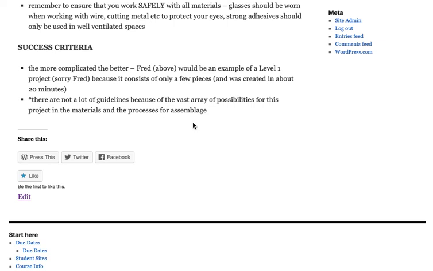So that's why I said it could be one very complicated thing. It could be several simpler things. Figure it out. So basically the success criteria for evaluation is the more complicated, the better. So Fred would be an example of a level 1. Sorry, Fred. Basically because it's only got like, I don't know, 5 different pieces to them, and I made them in about 20 minutes. After assembling all the stuff, it takes a while to put it together, but he's an example of a simpler project. So have fun with this, get really creative with it. Do not go on to the internet and Google, just figure it out.